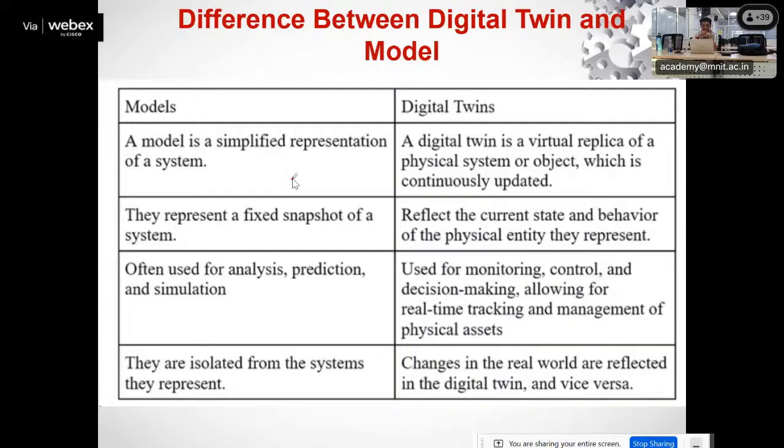Models are isolated from the system that they represent, while the dynamic nature can be adjusted in your digital twin. In that sense, you can observe the long-term impact out of it, while a model can help you just observe the current impact of whatever input is provided to it.